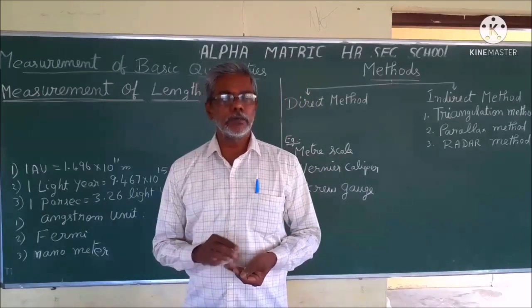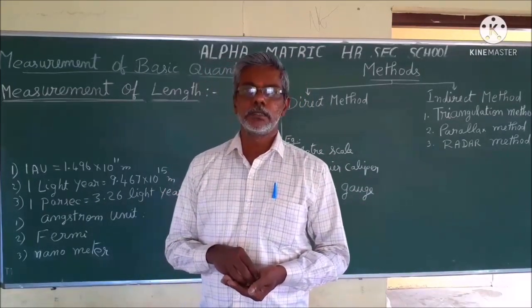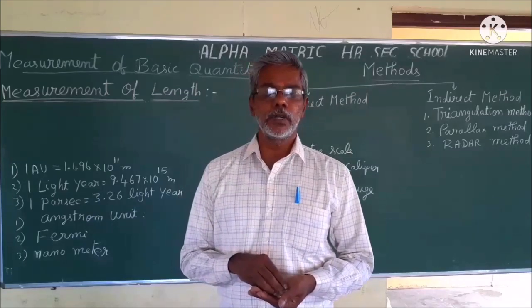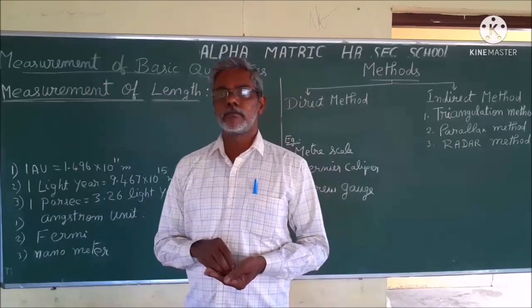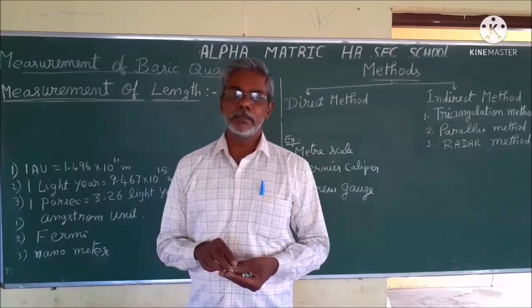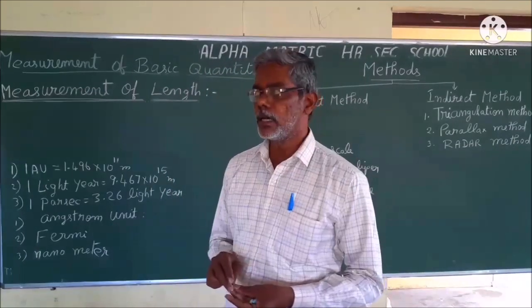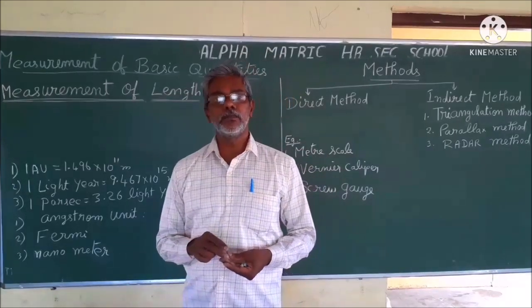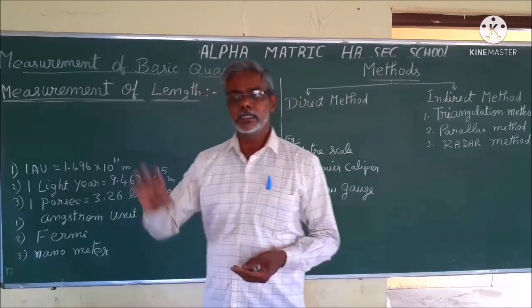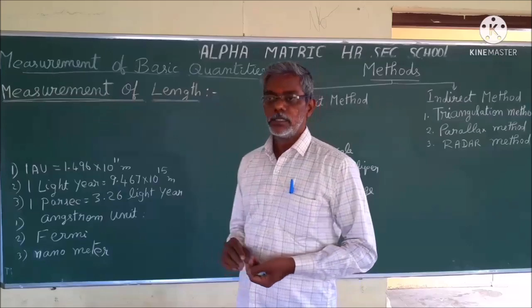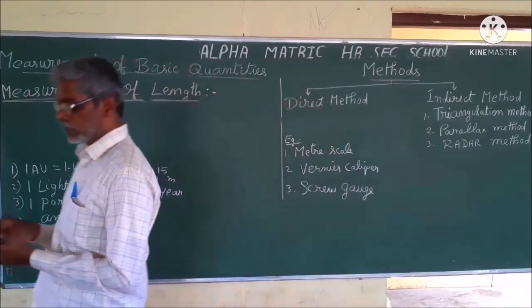Out of these 7 fundamental quantities, there are 3 basic fundamental quantities. They are length, mass and time. These length, mass and time are called basic fundamental quantities. Now we will see about measurement of length.